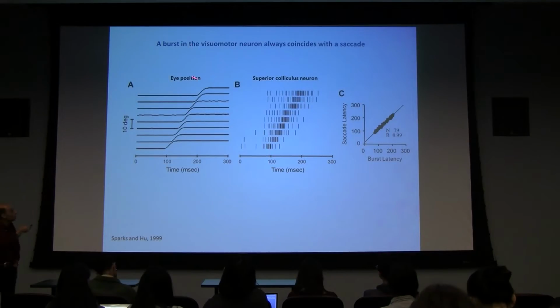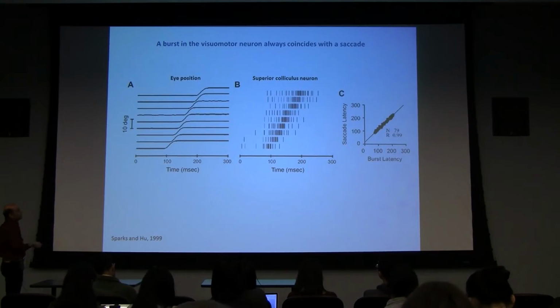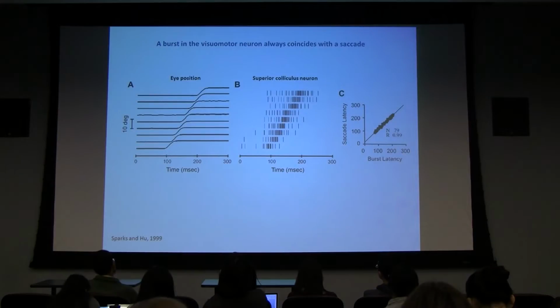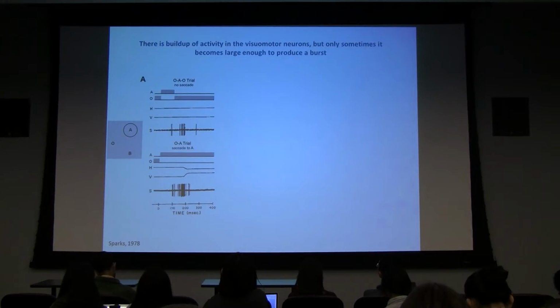Okay, so the burst in this visuomotor neuron, this neuron that is sitting in the intermediate layers, always coincided with whether the animal made a saccade there. It has a receptive field, just like the visual neuron, but now it tells you whether we're going to be making a movement there. All right, so now I want to show you this buildup.